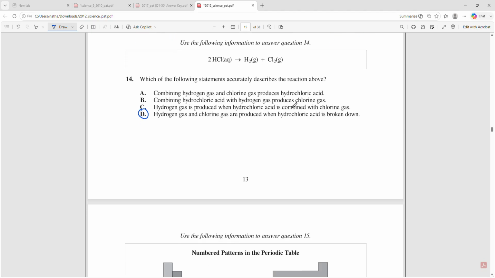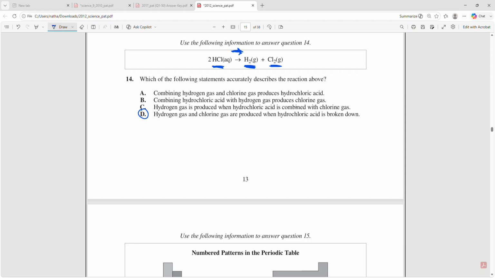Question 14. Which of the following statements accurately describes the reaction above? We've got, looks like hydrogen and chloride, so a hydrochloric aqueous solution. Then we have H2, hydrogen gas, and chlorine gas being produced. So which of the following describes the reaction above? Let's check the first one. Combining hydrogen gas and chlorine gas produces hydrochloric acid.